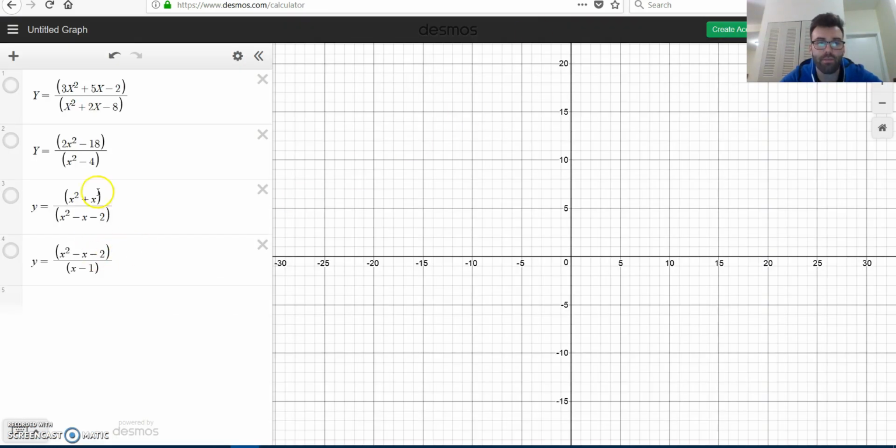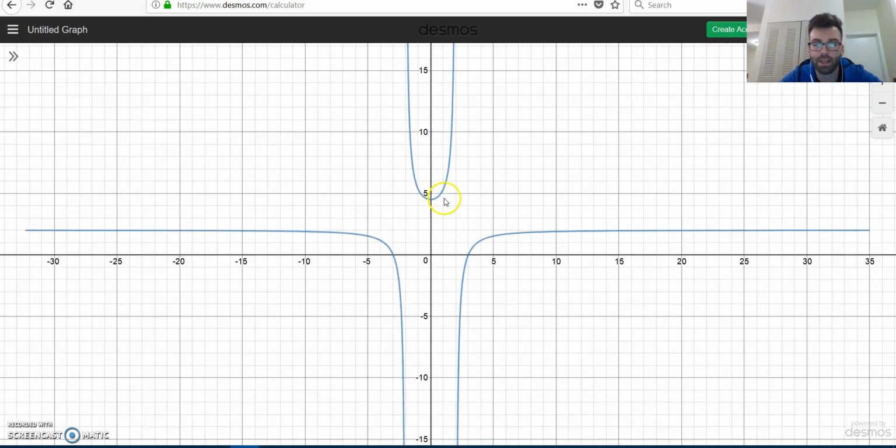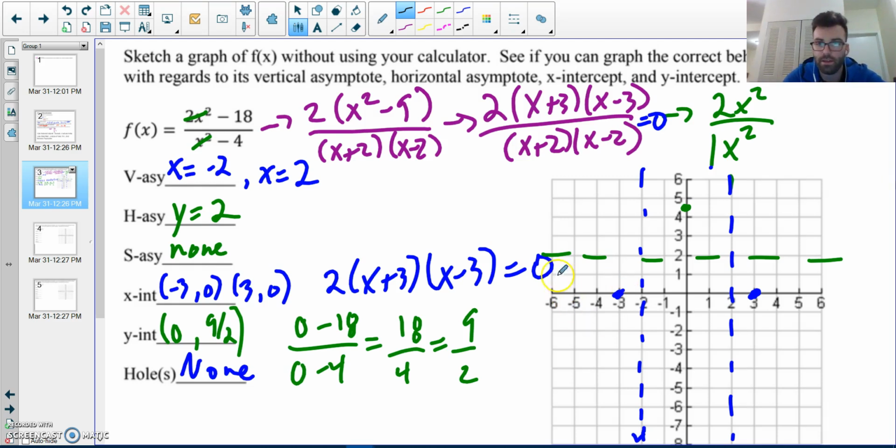If we look at this graph, here's my y equals 2x squared minus 18 over x squared minus 4. All right, look at this graphically. My guess was right. I'm going to have an upward facing parabola on top and something like this and like that. Okay, so I want to make sure you hit your key features. Hit my key features. And hit my key features. Alright, so this over here on the left are your key features of your graph.